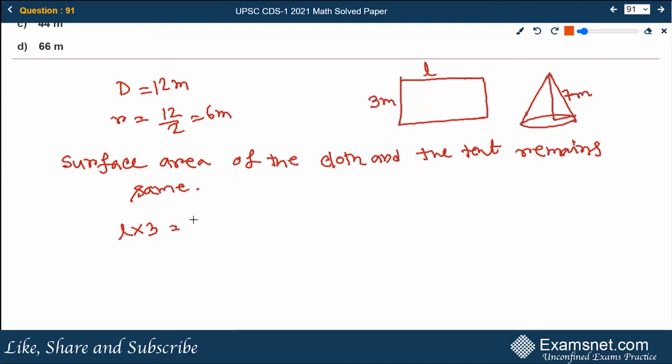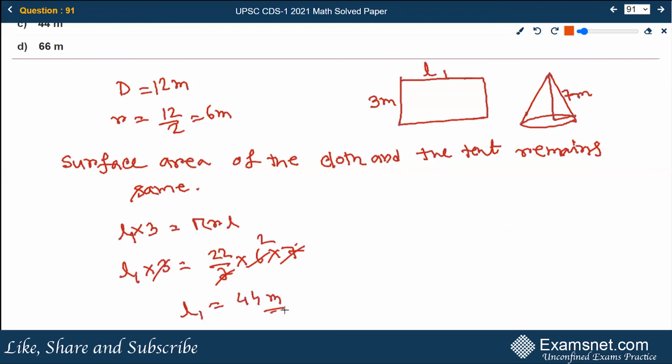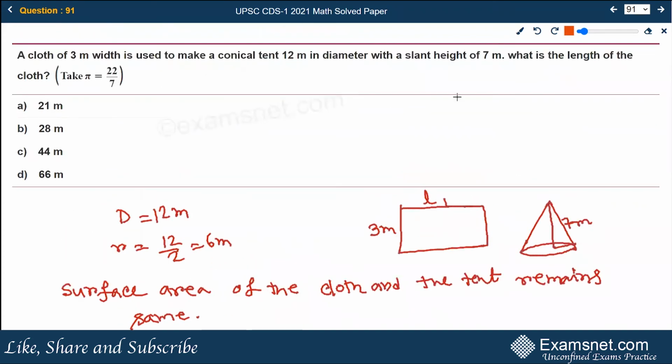What is the formula for curved surface area of the tent? That is pi r L. Here we will place all those values of r and L. Let me write it here as L1, because we cannot use the same variable twice in one sum. So L1 multiplied by 3 equals 22 by 7, r is 6, and L is 7-meter. The length of the cloth is 44-meter. Here option C is the correct answer.